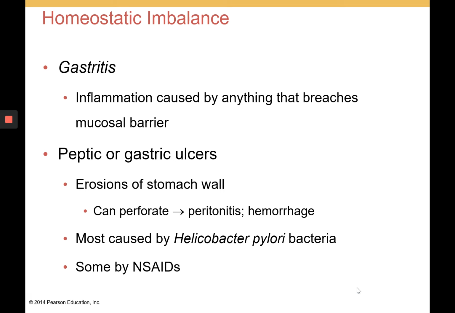One organism that actually increases the chances of peptic or gastric ulcers forming is H. pylori, or Helicobacter pylori. It's a bacterium that interferes with production of the bicarbonate-rich mucosal barrier. Also, some NSAIDs, or nonsteroidal anti-inflammatories, can also interfere with creation of an adequate bicarbonate-rich mucosal barrier.